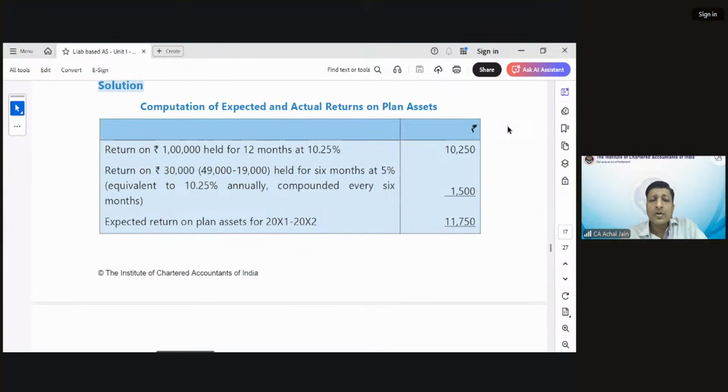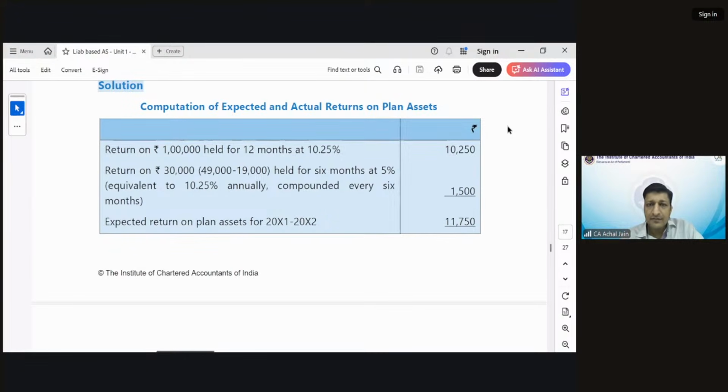Sir, this 30,000, is the company, the employer, contributing it? See, the plan asset is for whom? Who has the plan asset, the company or the employee? Sir, company. Company. So we are looking at the books of accounts of the company or the employee? Company. So that means it has to be for the company only, isn't it? We are not looking at the books of accounts of the employee. So why are you confused on this? Sir, everything that we have is for the company only.